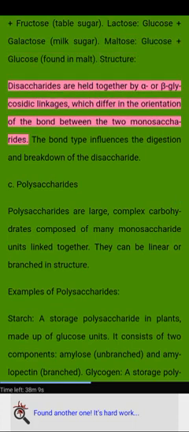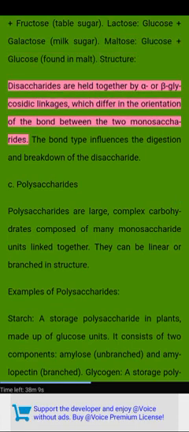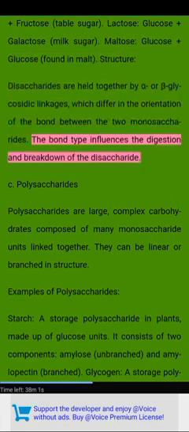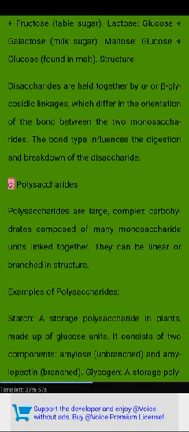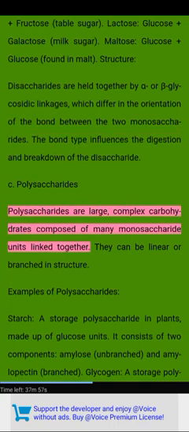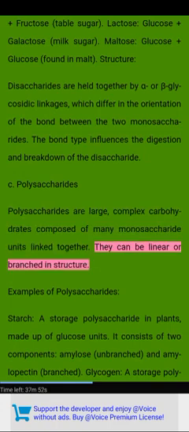Structure. Disaccharides are held together by alpha or beta glycosidic linkages, which differ in the orientation of the bond between the two monosaccharides. The bond type influences the digestion and breakdown of the disaccharide. C. Polysaccharides. Polysaccharides are large, complex carbohydrates composed of many monosaccharide units linked together. They can be linear or branched in structure.